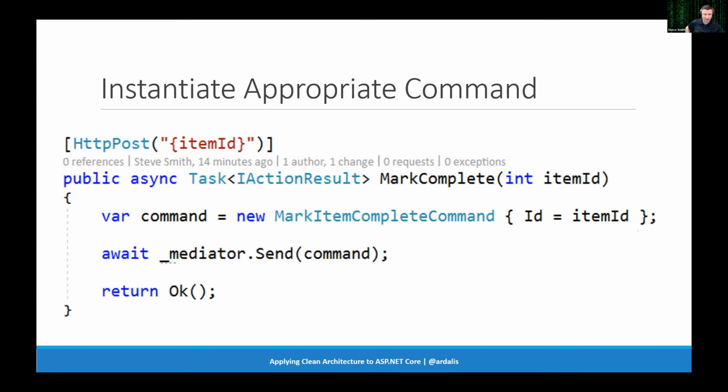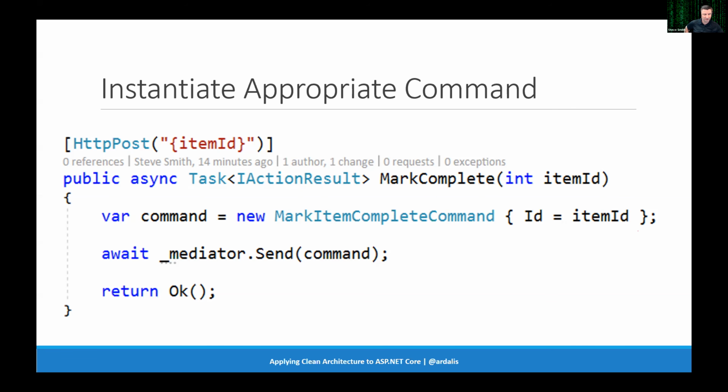I'm still just posting an integer, but instead of directly doing the work, or instead of directly invoking a specific service to do the work, I am just going to create this command type with that logic that came in, and I'm going to call send, and then whenever that completes, I'll return OK. And still, if I needed a result back from this, like the current state of the item, this could return a result just as easily.